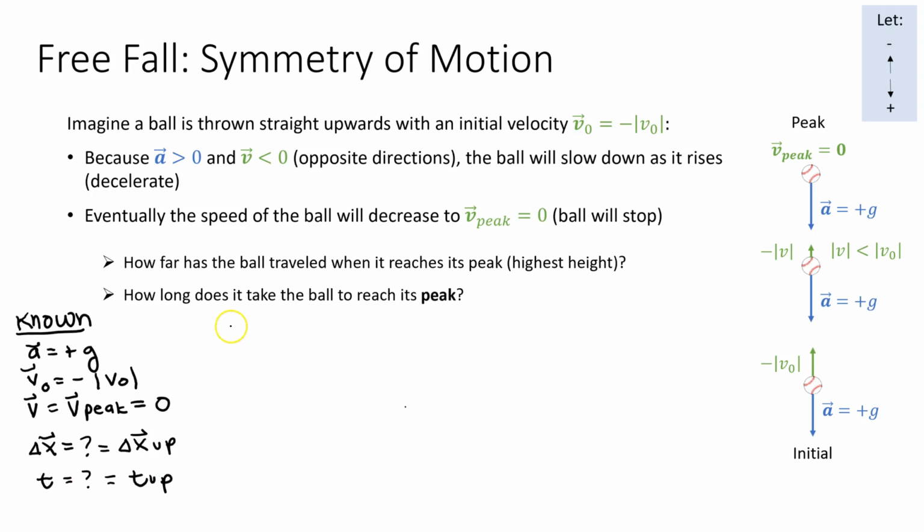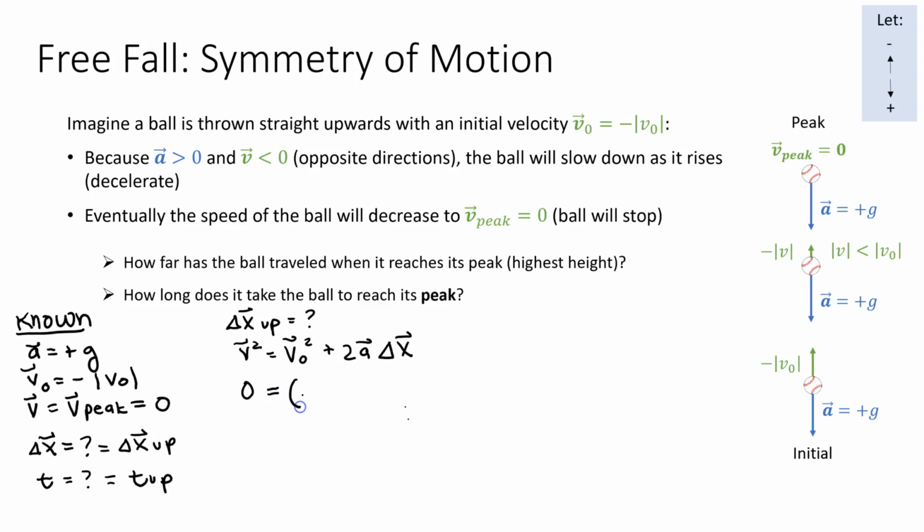Okay, let's start with delta x up. And how am I going to solve this? Well, if I look at my list of knowns and I look at my list of 5 equations of motion for constant acceleration, I would go ahead and pick the one that doesn't include time because I don't know time yet. And so what that means is I would start with the equation v squared equals v naught squared plus 2a delta x. So plugging in the information from our specific problem, our final velocity v is 0.